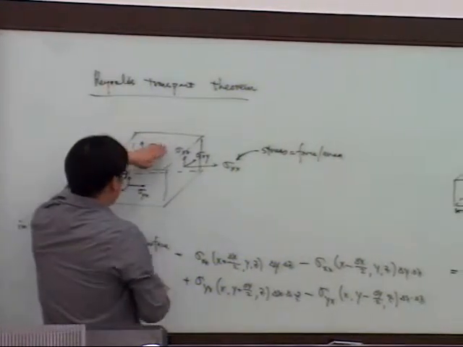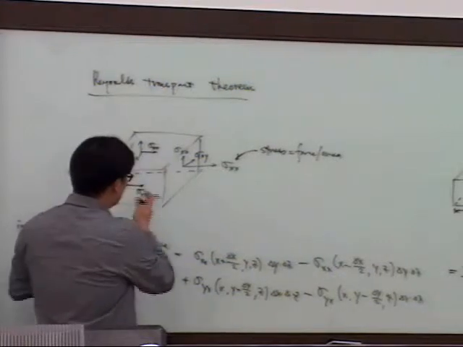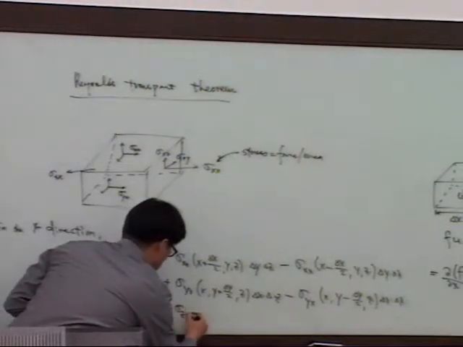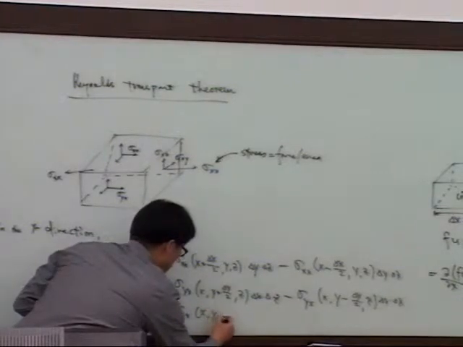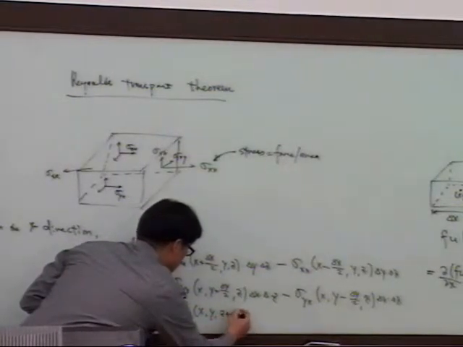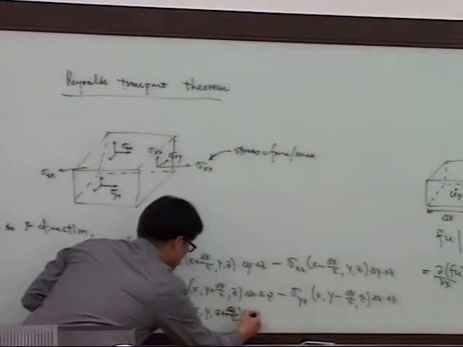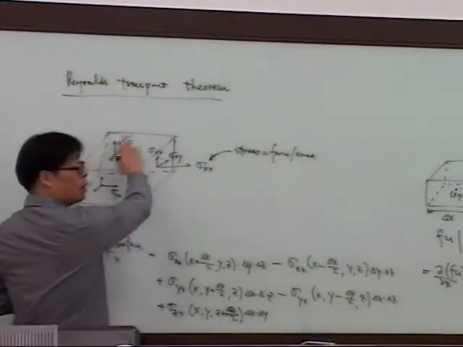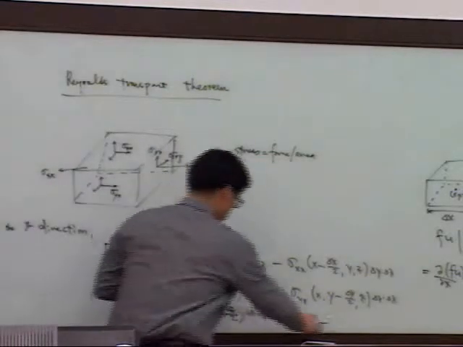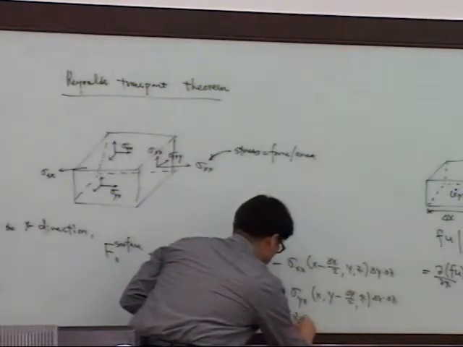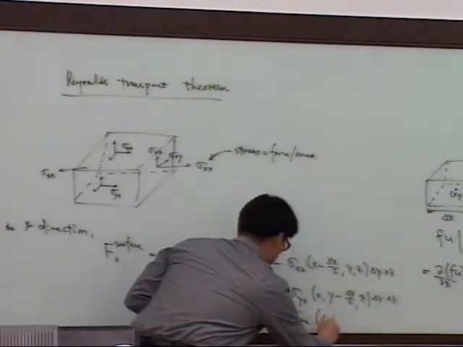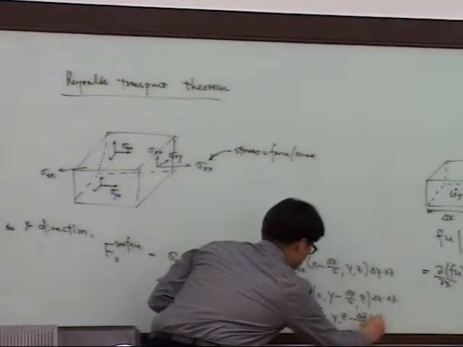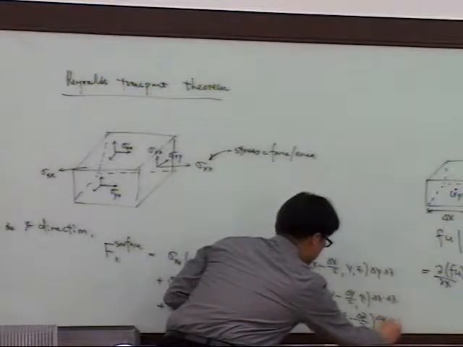Finally, I have to look at top and bottom, and the force in the x component, which is sigma zx. I have x, y, z plus delta z divided by 2, times delta x delta y. That's the area of the top surface, and minus sigma zx at x, y, z minus delta z divided by 2, times delta x delta y.